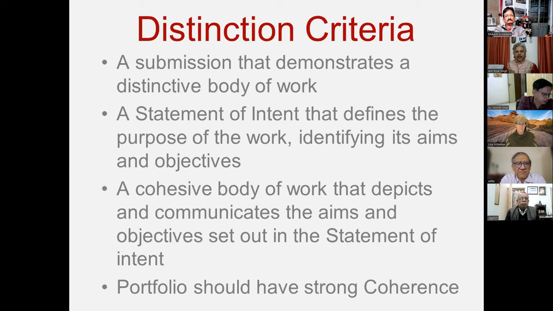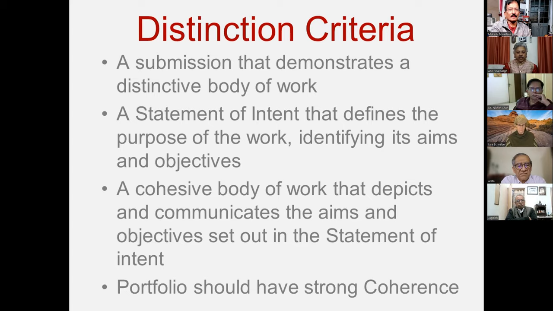Now, distinction criteria. A submission should demonstrate a distinctive body of work. A statement of intent that defines the purpose of the work, identifying its aims and objectives. A cohesive body of work that depicts and communicates the aim and objectives set out in the statement of intent. Portfolio should have strong coherence. This coherence should be a very important feature of your portfolio.